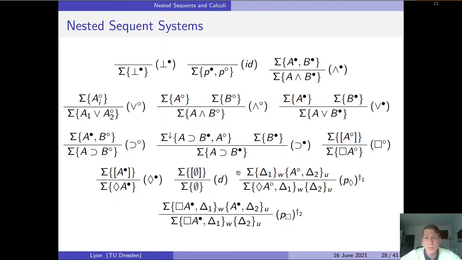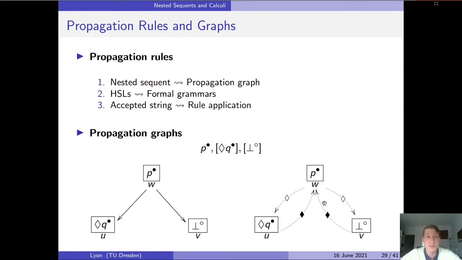So I'm not actually going to go into much detail about these, again, for lack of time, but I want to point out these two important rules, P diamond and P box, which are called propagation rules. These two rules, added to this calculus, which are my changes to Straßburger's calculus, are what give it more deductive power and what allow us to obtain nested sequent systems for larger classes of intuitionistic modal logics. So I want to now explain their functionality since they have a somewhat complex functionality.